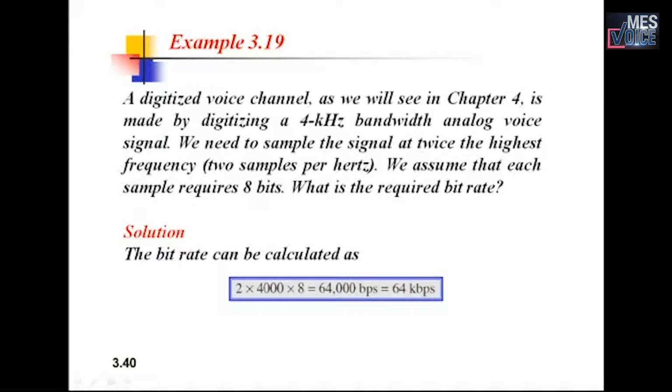Another example, consider a digitized voice channel, which is made by digitizing a 4 kHz bandwidth analog voice signal. We need to sample the signal at twice the highest frequency, which means 2 samples per hertz, and each sample requires 8 bits. What is the required bit rate? The bit rate can be easily calculated as 2 x 4000 x 8, which is equal to 64,000 bits per second, which means 64 kilobits per second.